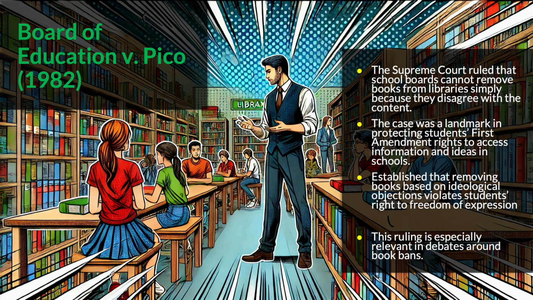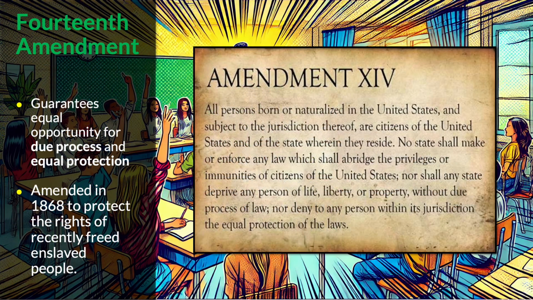Now that we've explored the First Amendment, let's move on to the 14th Amendment. The 14th Amendment guarantees equal protection under the law and ensures due process. In schools, this means that students cannot be treated unfairly based on their race, gender, or background. It also guarantees that students facing serious disciplinary actions, such as suspension or expulsion, have the right to a fair process, including the opportunity to present their side of the story. Now let's dive deeper into how the 14th Amendment applies in schools, especially in cases of disciplinary actions.